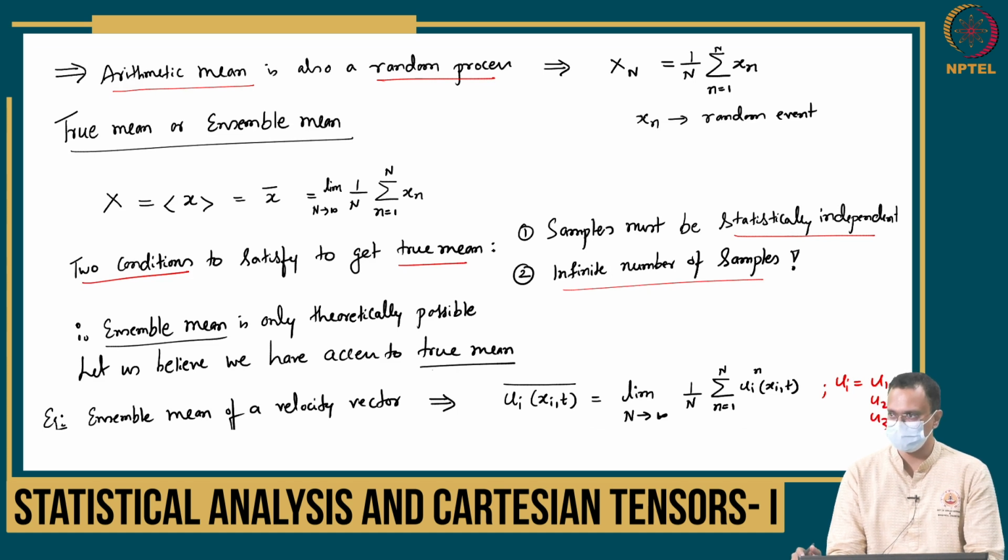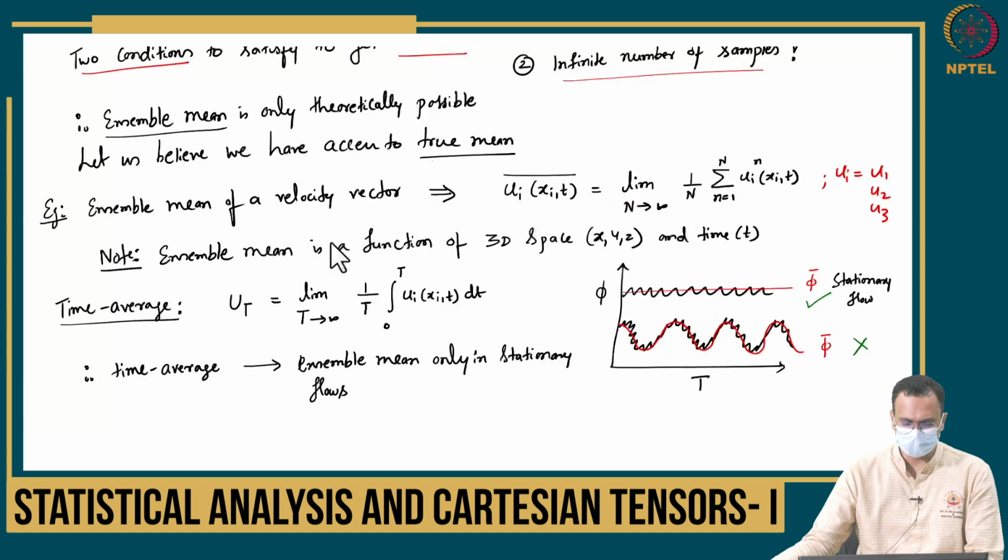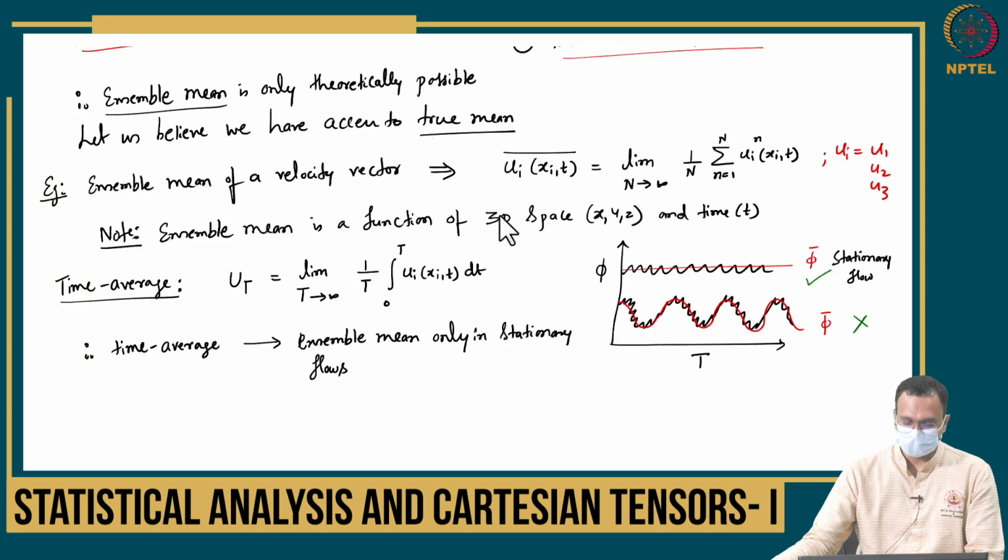But we proceed with that, believing that this ensemble mean or true mean exists, and therefore we can separate all the random components from the data. Okay, so we defined what is an ensemble mean, and then we also saw that the time mean or time averaging is one interesting concept. People want to use it, but you have to be careful. This time mean becomes the ensemble mean only when flows are stationary.